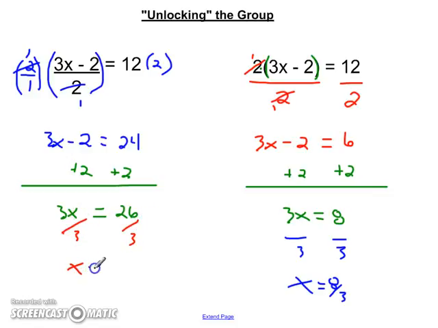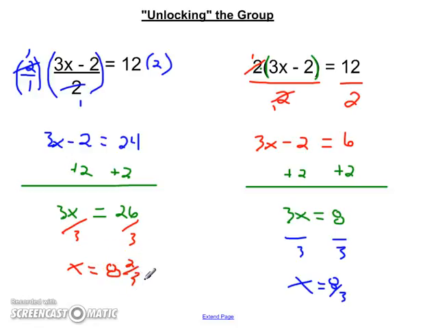So x equals, and again, however you want to express this solution, you could change it to a mixed number, whatever. This particular case I'm not really worried about. Let's see, it would be 8, and that would be 24 and 2/3.